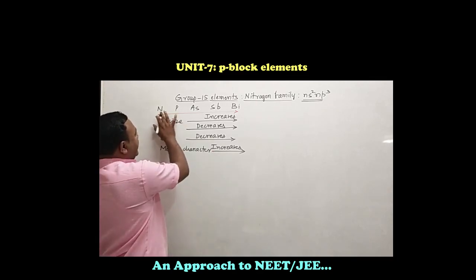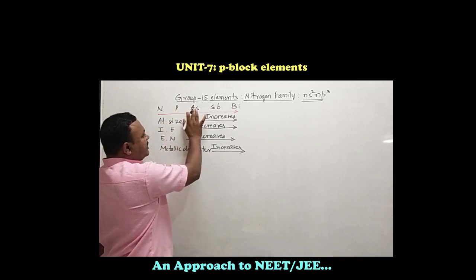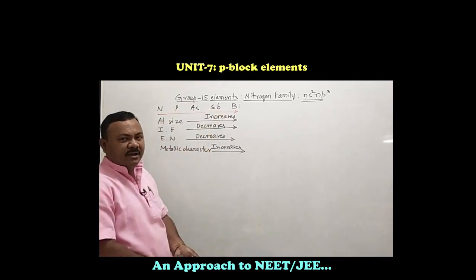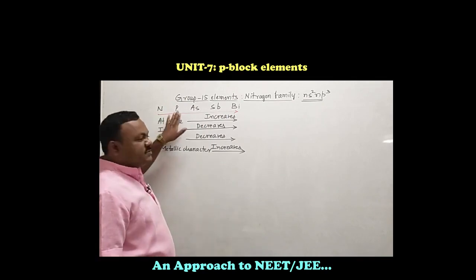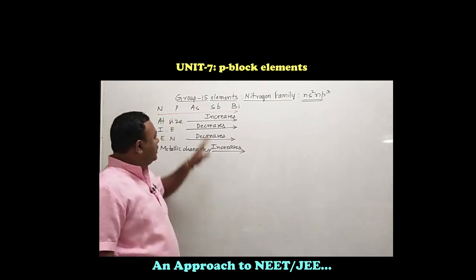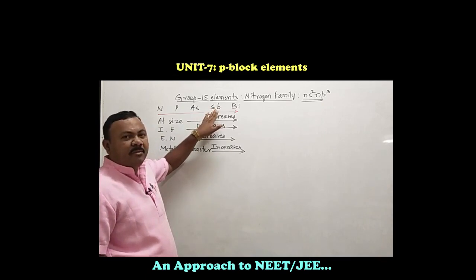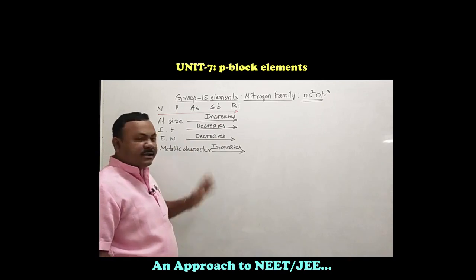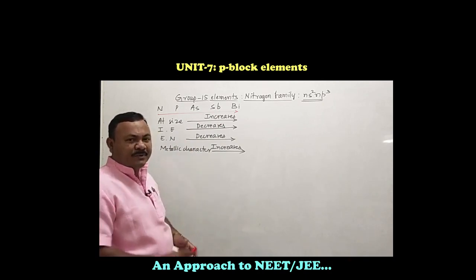Remember, nitrogen and phosphorus are the non-metals, arsenic and antimony are the metalloids and bismuth is the metal. I repeat, nitrogen and phosphorus are the non-metals, arsenic and antimony are the metalloids and bismuth is the metal. It shows that metallic character goes on increasing from nitrogen to bismuth.